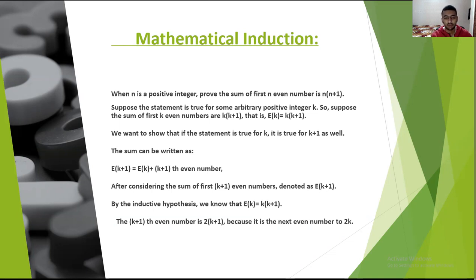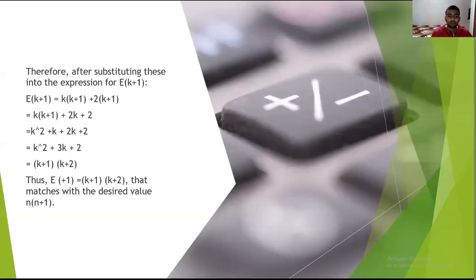We want to show that if the statement is true for k, it is true for k plus 1 as well. The sum can be written as this after considering the sum of k plus 1 even numbers, denoted as E k plus 1. By the inductive hypothesis, we know that E k is equal to k(k plus 1). Then the k plus 1th even number is 2(k plus 1), because it is the next even number after 2k. Therefore, substituting these into the expression for E k plus 1, we can say that E k plus 1 equals (k plus 1)(k plus 2), which matches the desired value for n equals k plus 1.